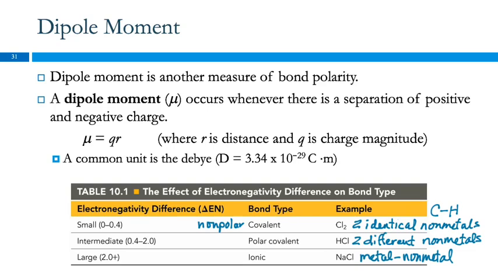Okay? Two of the same element, or carbon and hydrogen, nonpolar bond. Two different nonmetals, polar covalent bond. A metal with nonmetals, ionic bond. That's not too hard.